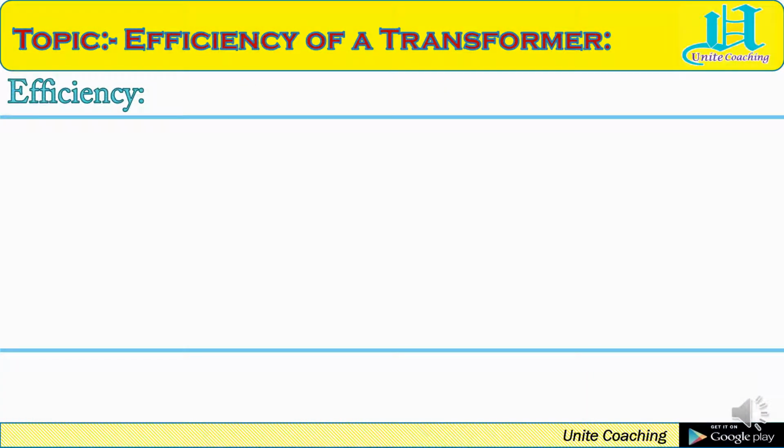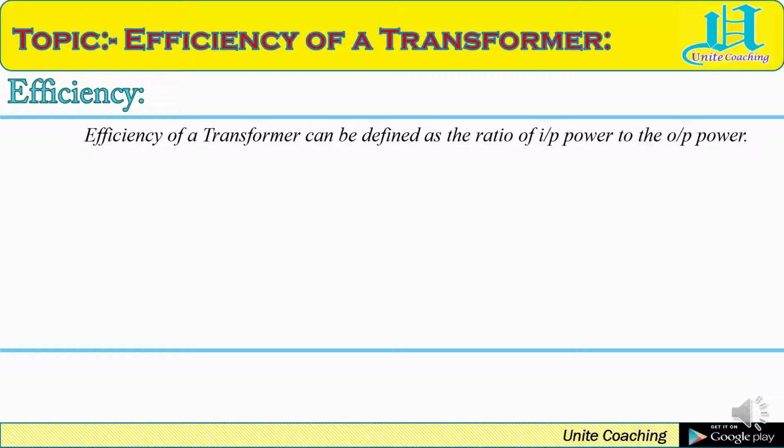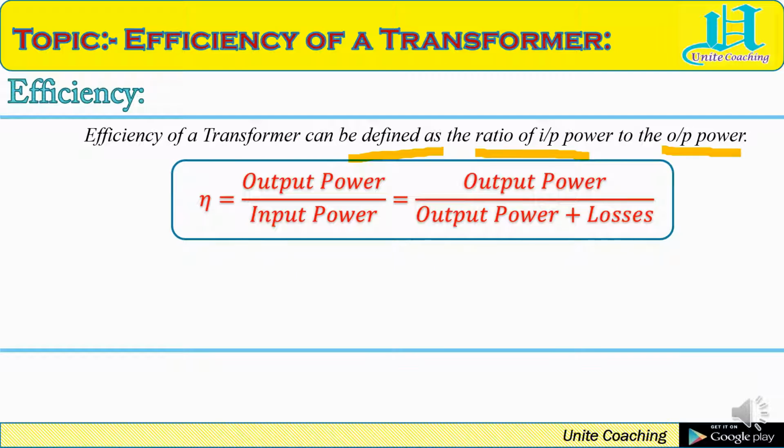Now let us see how we calculate the efficiency of a transformer. We'll start with the definition. Efficiency of a transformer can be defined as the ratio of output power to the input power. That means efficiency is equal to output power divided by input power, or you can also write output power divided by output power plus losses.